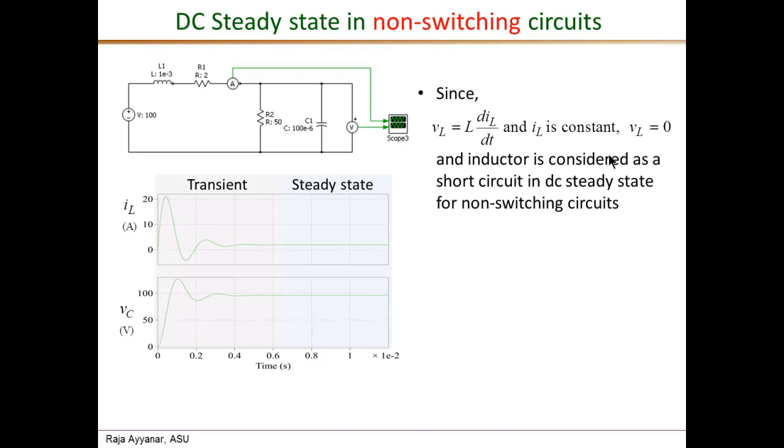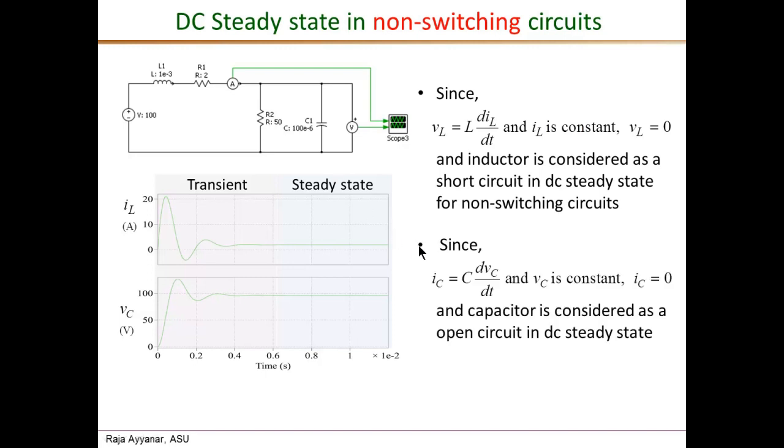Once the voltage is 0, you can replace the inductor by a short circuit because the voltage is always 0. I'm sure you must have seen this several times before. In DC steady state, for non-switching circuits, the inductor can be replaced by a short circuit for DC analysis.